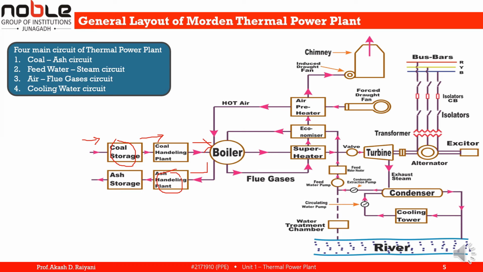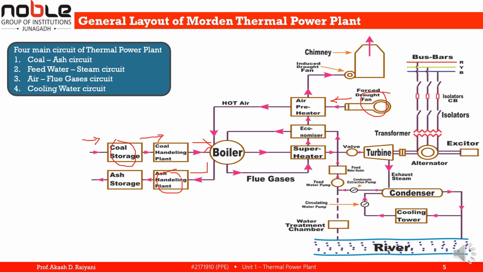Next one is the air and gas circuit. It consists of forced draft fan, air preheater, boiler furnace, superheater, economizer, dust collector, induced draft fan and chimney. For combustion of coal, air is required. Here the air is drawn from the atmosphere by means of a forced draft fan and then fed into the air preheater. In the air preheater, air is preheated by flue gases. This preheated air is supplied into the furnace to provide the air for combustion of fuel.